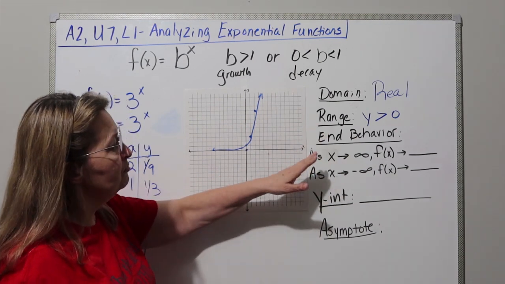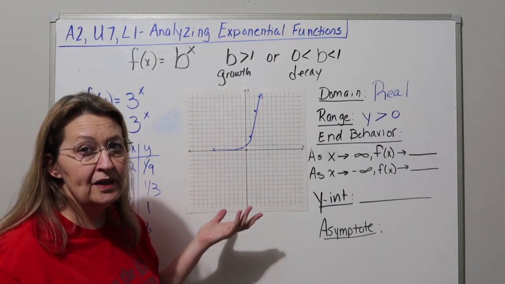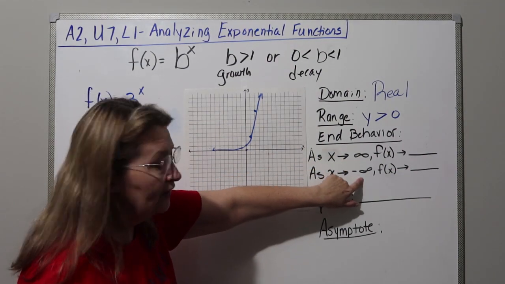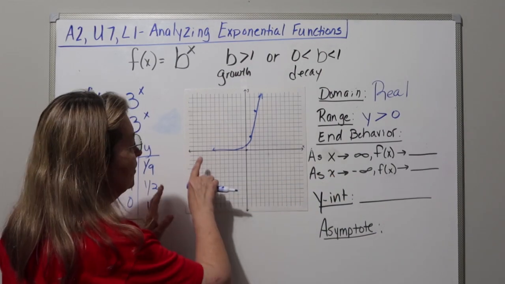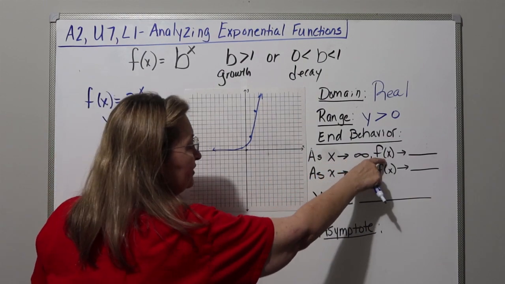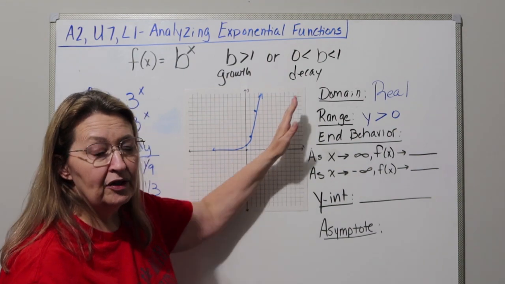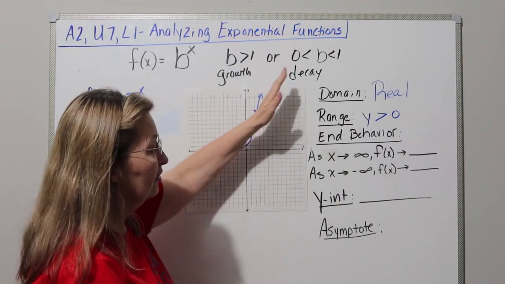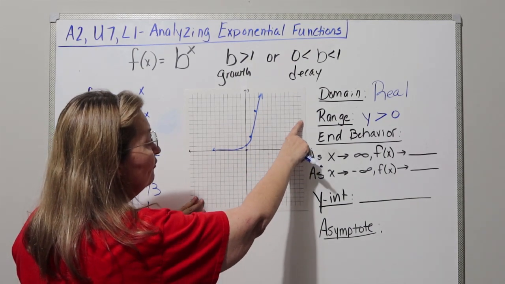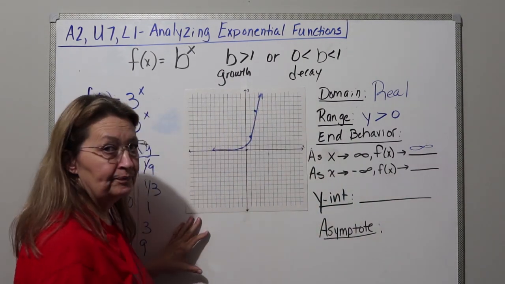Alright, now your end behavior talks about what this graph does at each end. You've got two ends. You've got the positive infinity end and you've got the negative infinity end. So as x goes towards positive infinity, f of x is talking about your graph. What is your graph doing? It's getting bigger and bigger too. Those values are getting larger. So as x goes this way, your graph or your y also goes towards infinity.